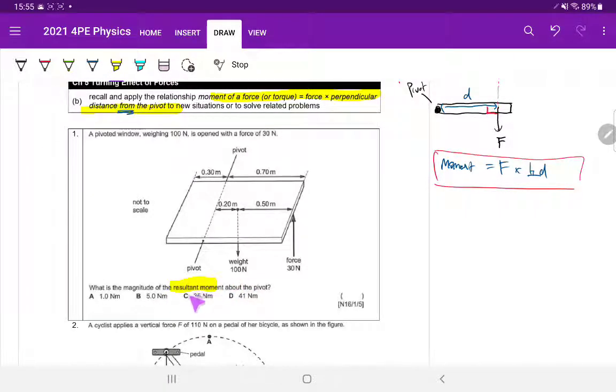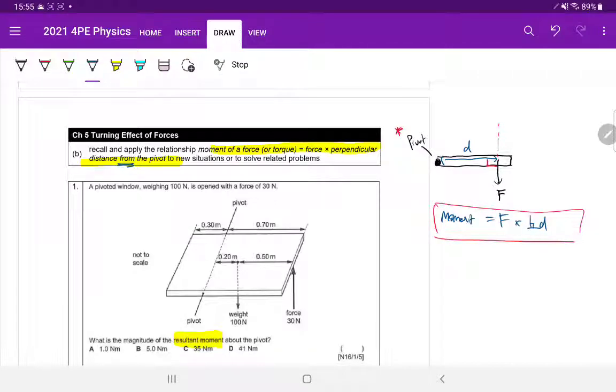How do you find the resultant moment? What are the directions in moment? Because it's a turning effect, it's either this way or this way. What do we call these two directions? We call them clockwise and anti-clockwise. In case you don't know what direction your clock goes, this is clockwise, this will be anti-clockwise.